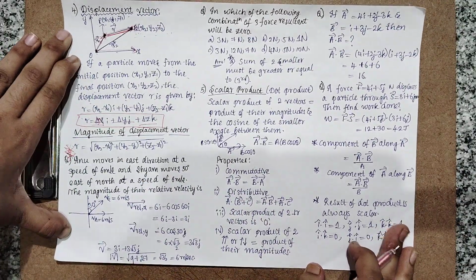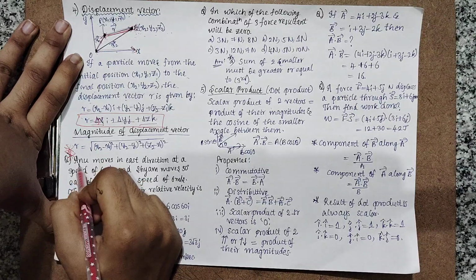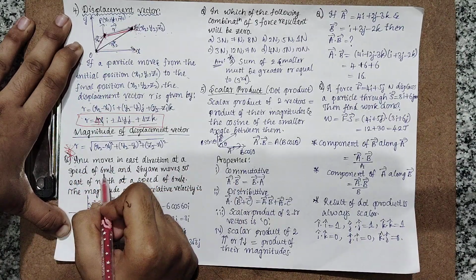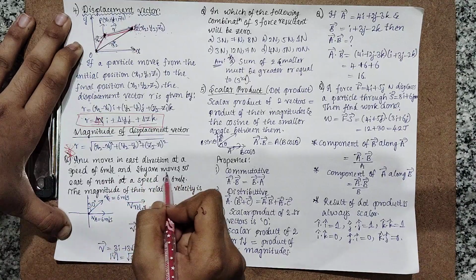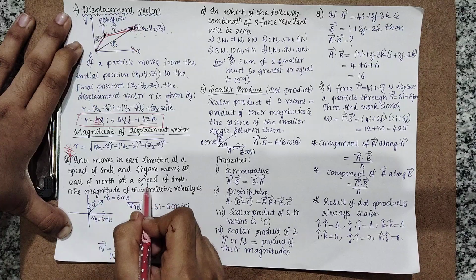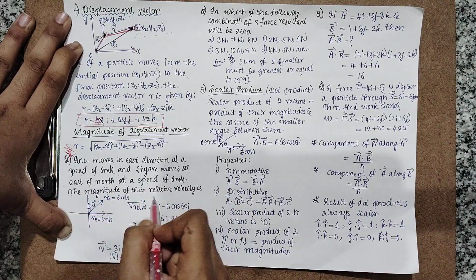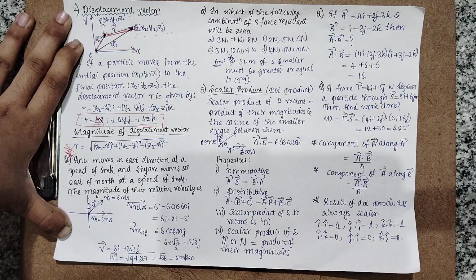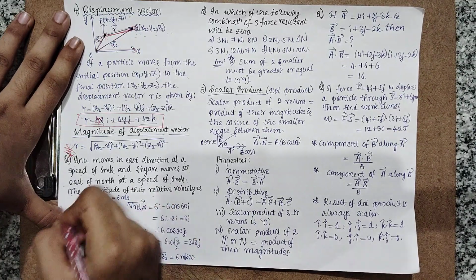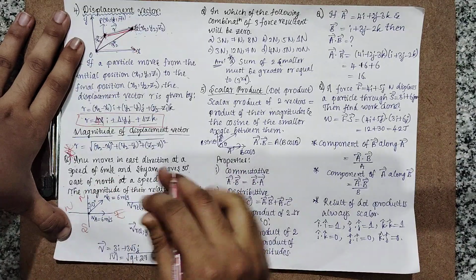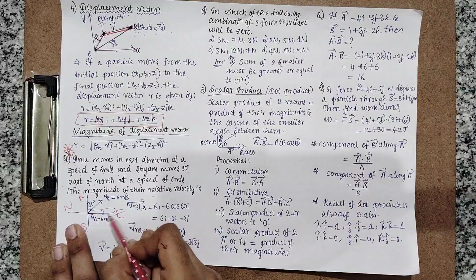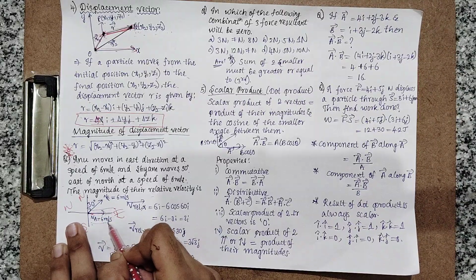Let us solve this. Coming to the question: Anu moves in east direction at a speed of 6 meter per second, and Shyam moves 30 degree east of north at a speed of 6 meter per second. The magnitude of their relative velocity is? Let us suppose this is your east, this is your west, this is your north, and this is your south. Here Anu is moving in east direction at a speed of 6 meter per second. So velocity of Anu is equal to 6 meter per second.